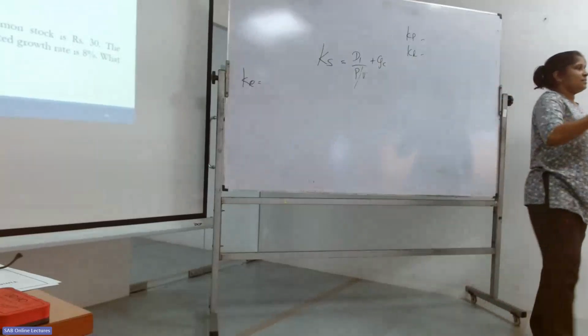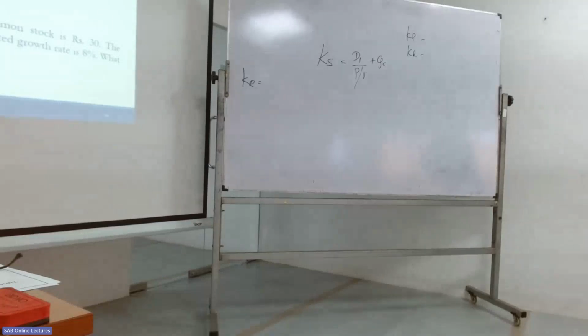When the market price is equal to the value, we assume that this is fair pricing, no undervaluation, no overvaluation. So the market is efficient. Market is perfectly efficient. So we consider the 30 rupees market price as the value. Under that assumption, we apply this one.